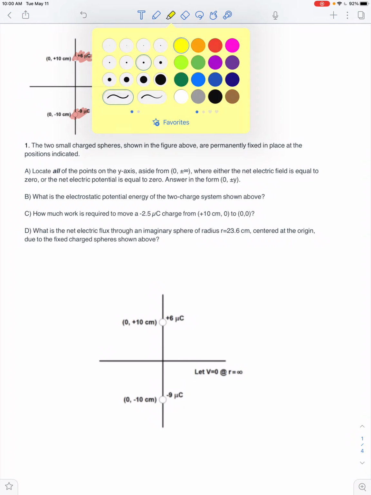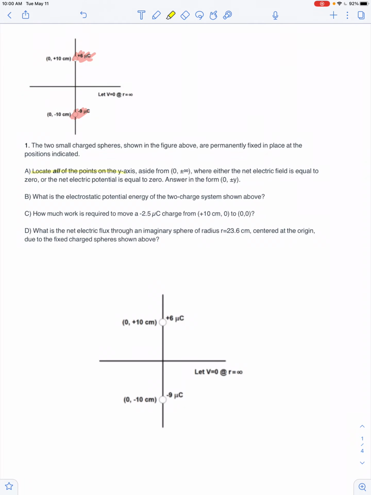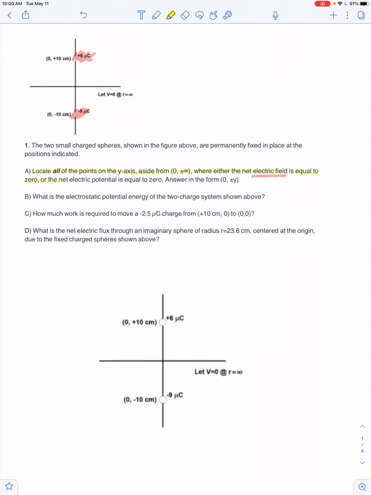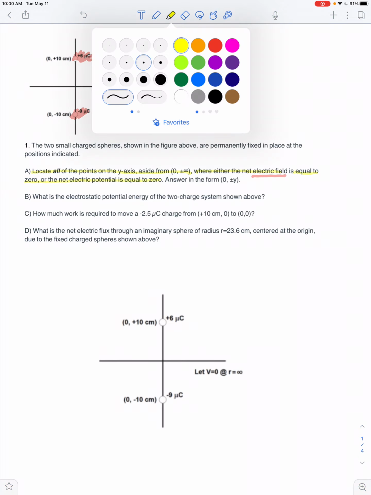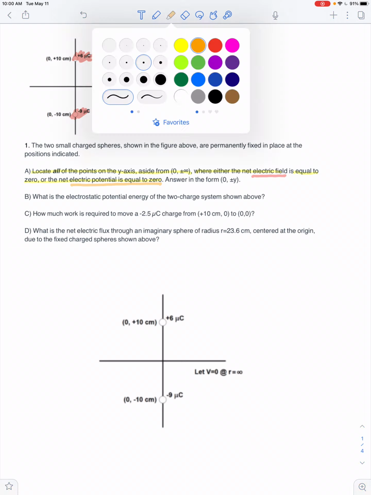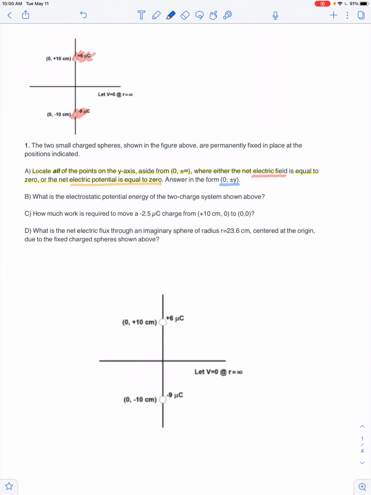Okay, so the first thing is to locate all the points, aside from the trivial points located infinitely far away, where either the electric field is equal to 0 or where the electric potential is equal to 0. It turns out there are going to be 3 points we have to identify, and the answer is supposed to be in the form 0, comma, plus or minus y.